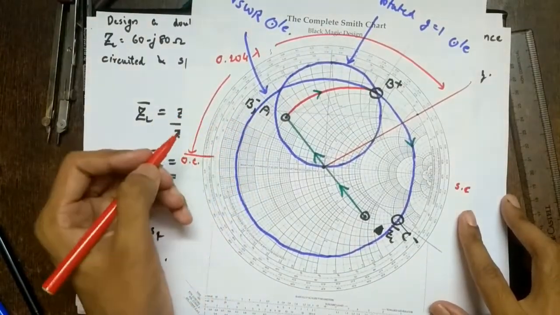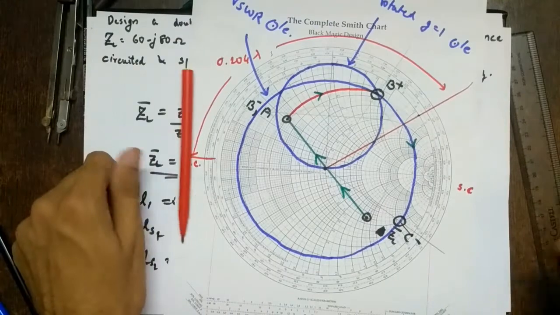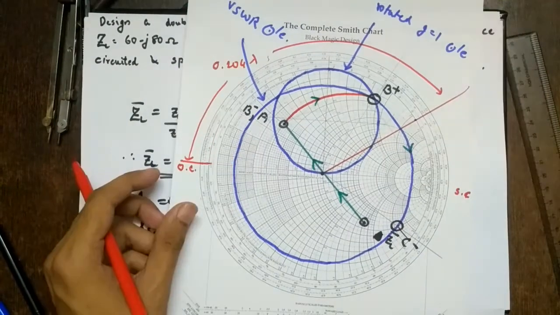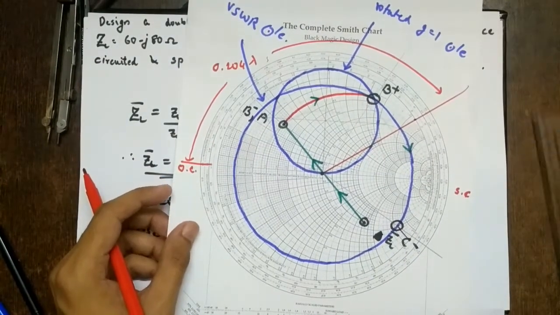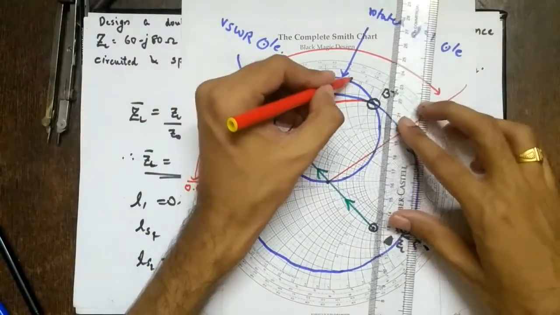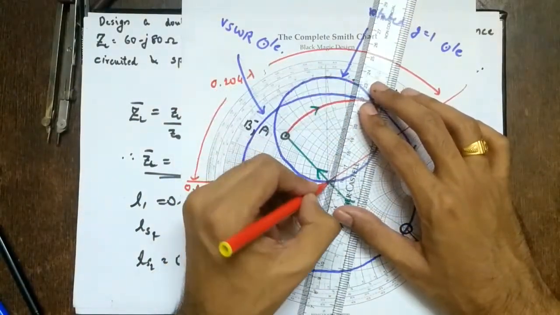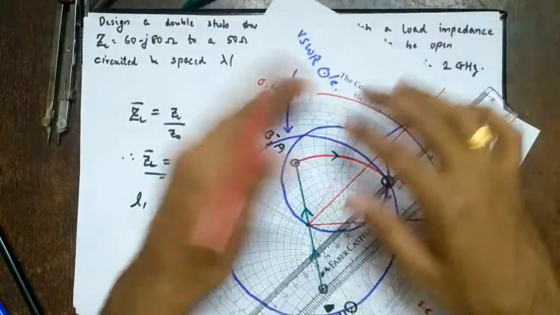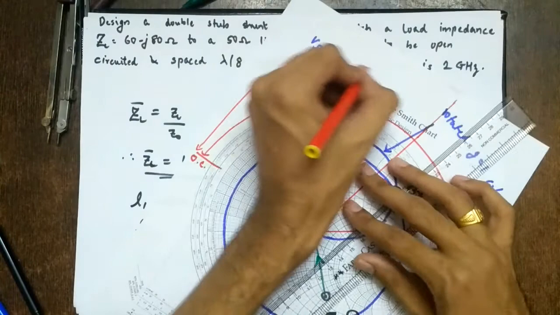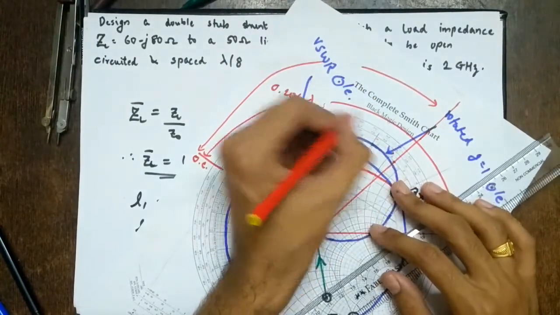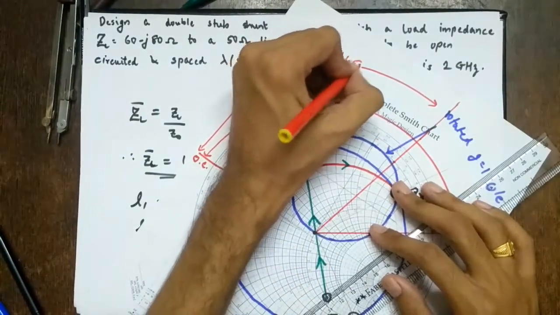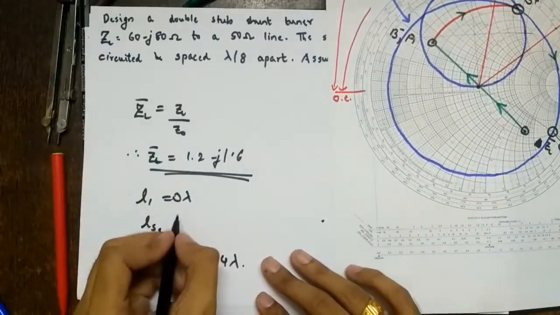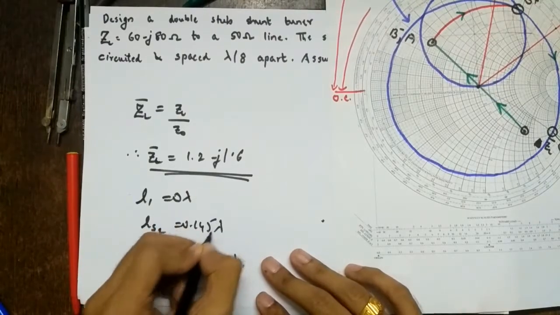So where is minus j 1.3? The negative of that will be j 1.3. So 1.3 is here. So again draw a line. I'll extend it further. And again open circuit stub. So this is the distance. It is around 0.145, so 0.145 lambda. So this is what? LS1. So we are done with the sum. The only thing remaining is to draw the final network.